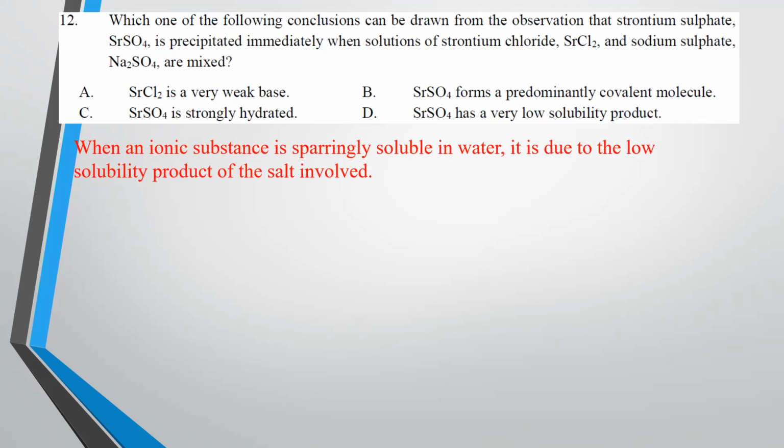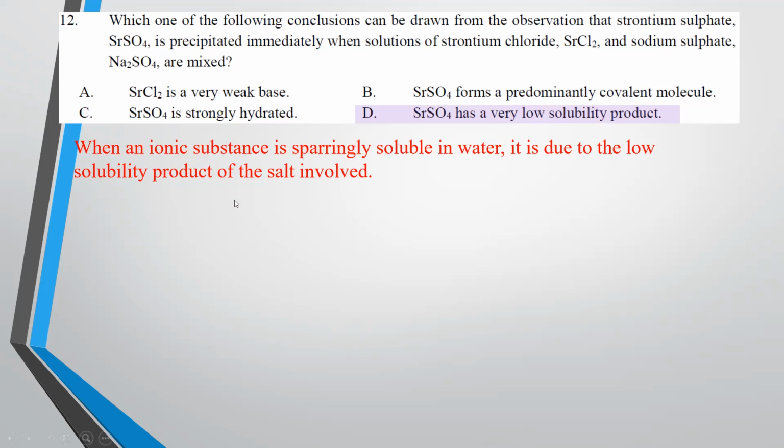B, strontium sulfate is a predominantly covalent compound. No, strontium sulfate is still an ionic compound after all. C, strontium sulfate is strongly hydrated. No, it is weakly hydrated. That is why it becomes less soluble in water, so C is wrong. The best answer that describes all of this is D, because SrSO4 has a very low solubility product, therefore it forms a precipitate easily. So this is how we answer question number 12.